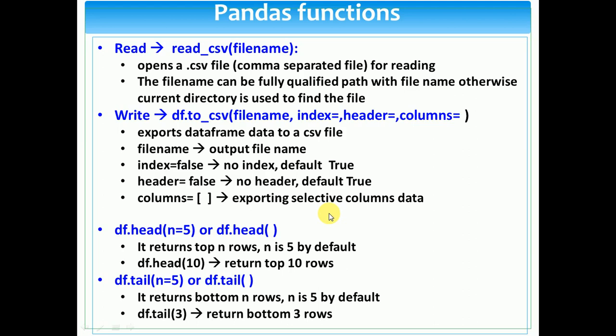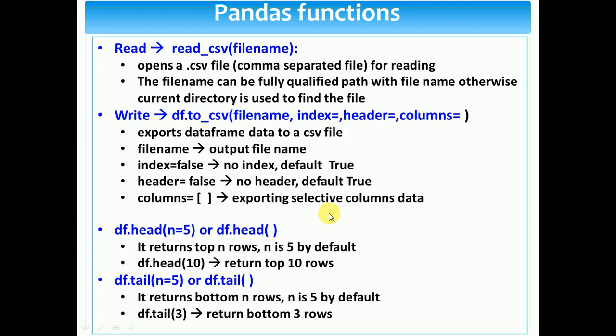Similarly the tail function is there, df.tail. Again the default value is 5, and you can change it to say 3, 4, 10 or whatever, and that means whatever bottom rows you want to take a look at, you can see using the df.tail function. So head and tail are pretty handy functions when you want to take a look at how the data is coming.